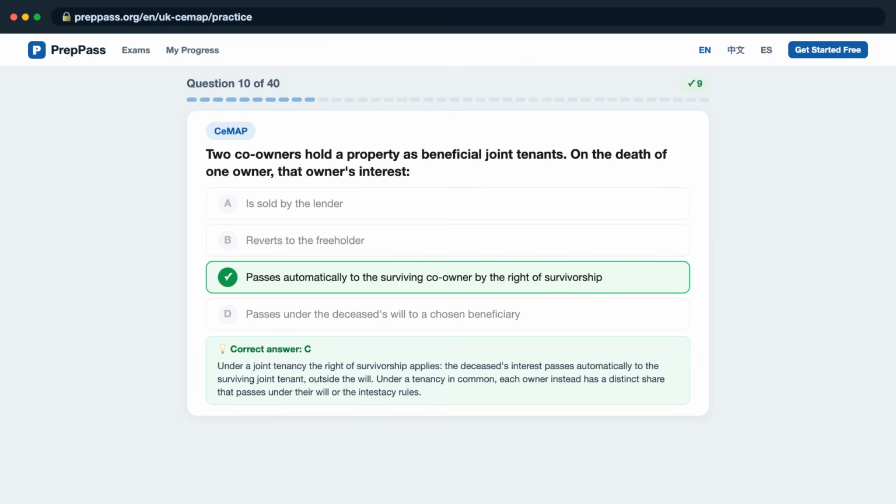The correct answer is C. Under a joint tenancy, the right of survivorship applies. The deceased's interest passes automatically to the surviving joint tenant, outside the will. Under a tenancy in common, each owner instead has a distinct share that passes under their will or the intestacy rules.